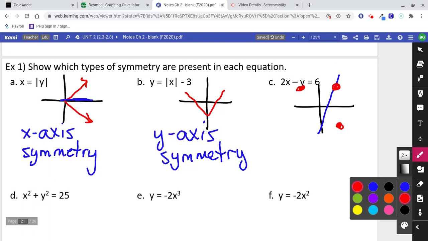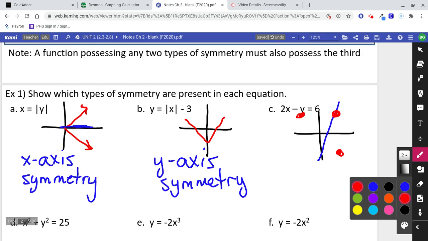And I believe I missed a statement on the last one. A function possessing any two types of symmetry must also possess the third. But we can see that it doesn't really have any of them. I guess when I think of origin, sometimes I'll think about this point doing both of them. If you went over and over, it would be right there, okay? But that doesn't have any of those, so you can say no symmetry.